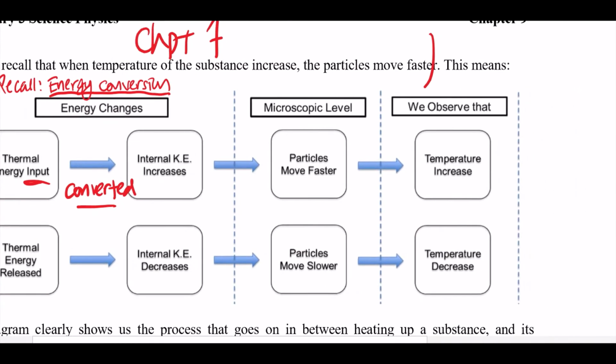So at the microscopic level, when we zoom in to look at the particles, because they gain internal KE, internal KE increases, what happens? They actually move faster, right? Because the higher the KE, the faster the object is moving. But in this case, we're talking about the particles. And then from there, what do we observe? We observe that as a whole, because we can't really zoom in and look at the particles move faster, what we can observe is that temperature increases. This is what we can see. But particles moving faster, this part is something that we cannot see.